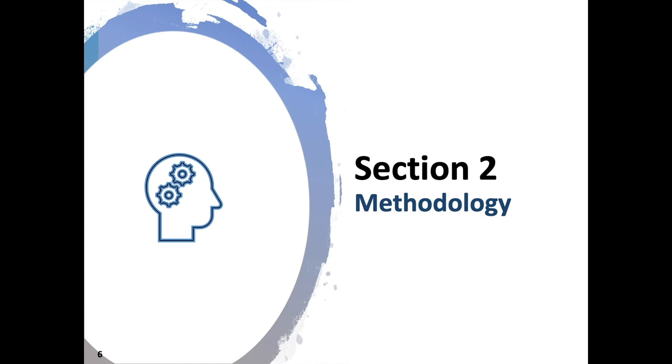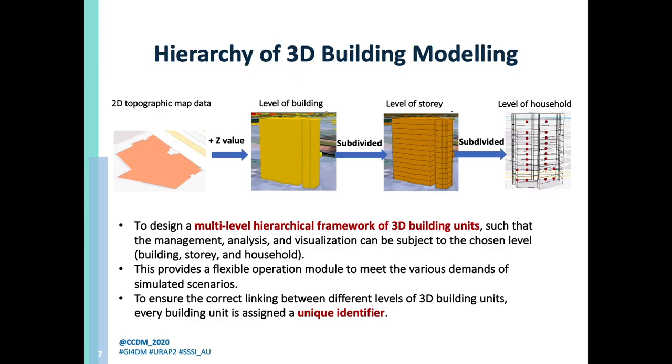In the next section, we will talk about the methodology. The first thing we will talk about is the hierarchy of 3D building modeling. In order to provide a flexible operation module to meet the various demands of simulated scenarios, we designed a multi-level hierarchical framework of 3D building units, such that management, analysis and visualization can be subject to the chosen level, like building, story, and household. To ensure the correct linking between different levels of 3D building units, every building unit is assigned a unique identifier.